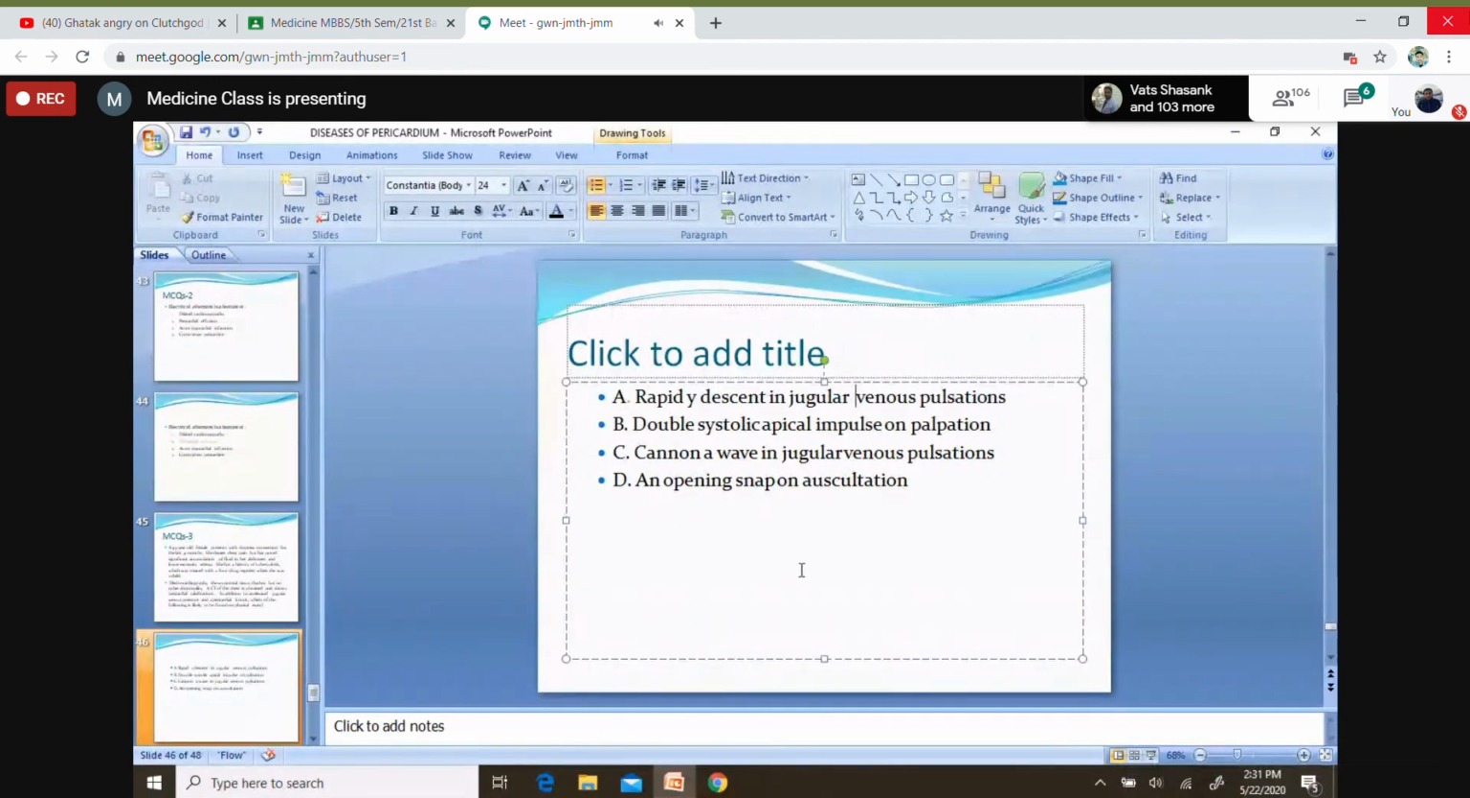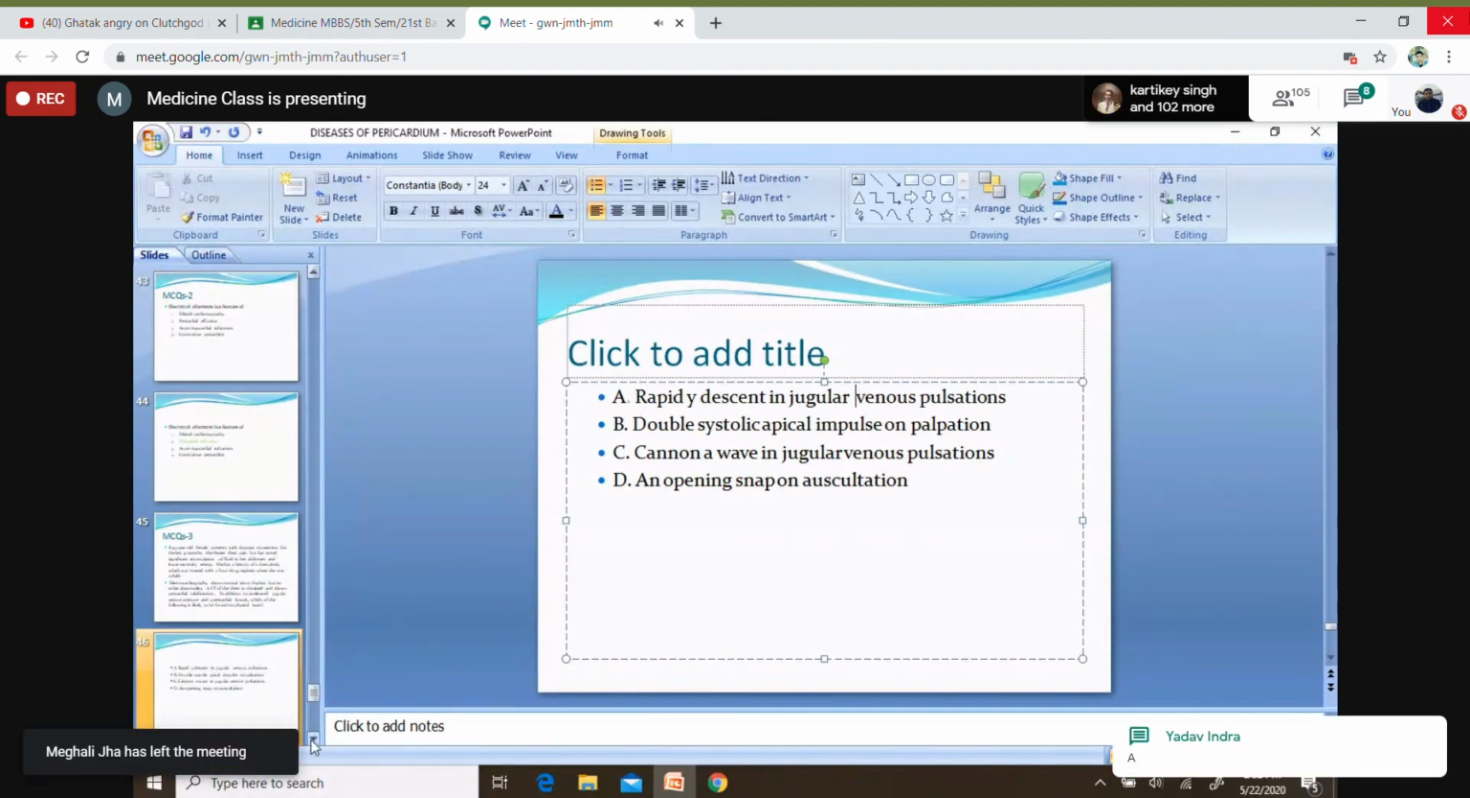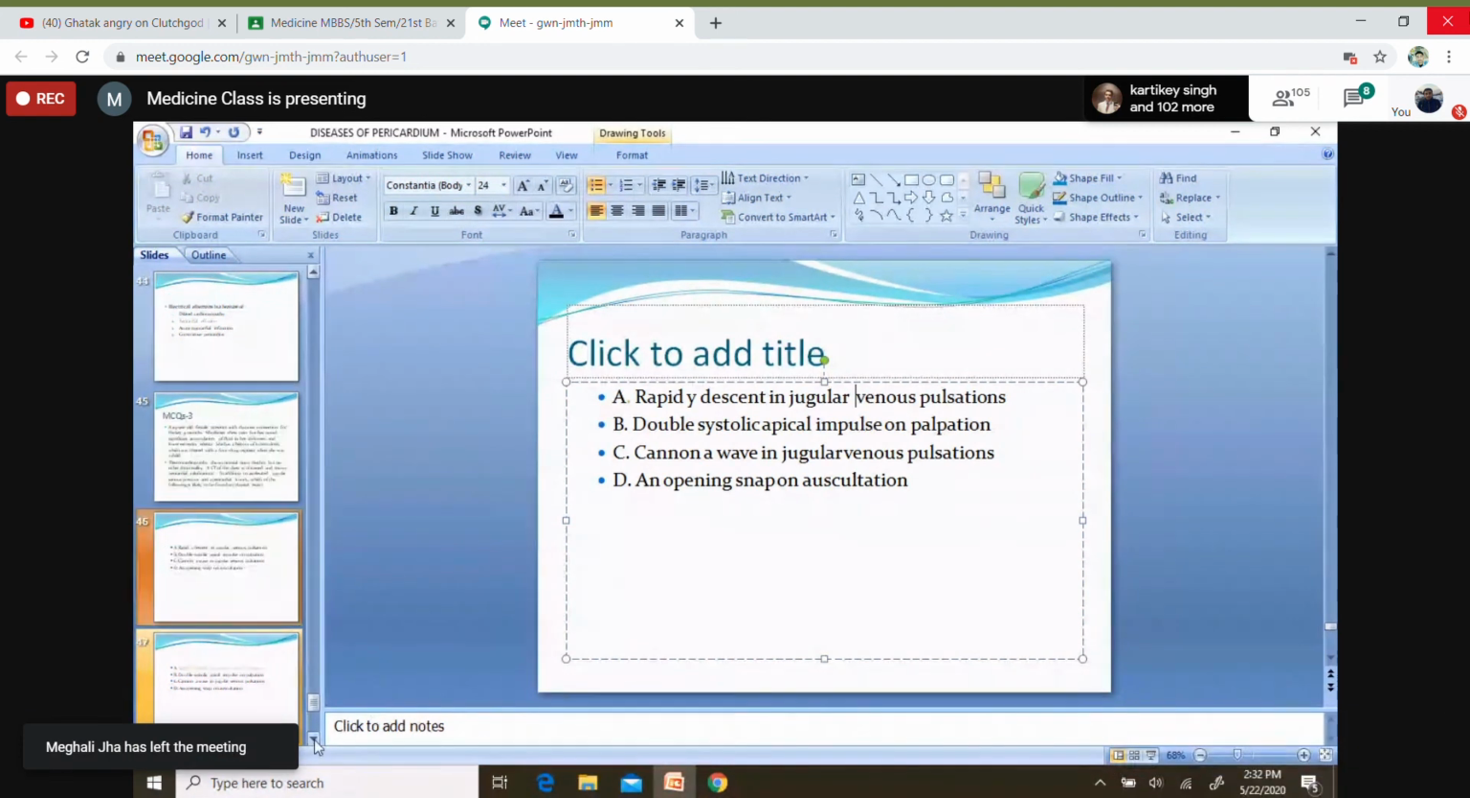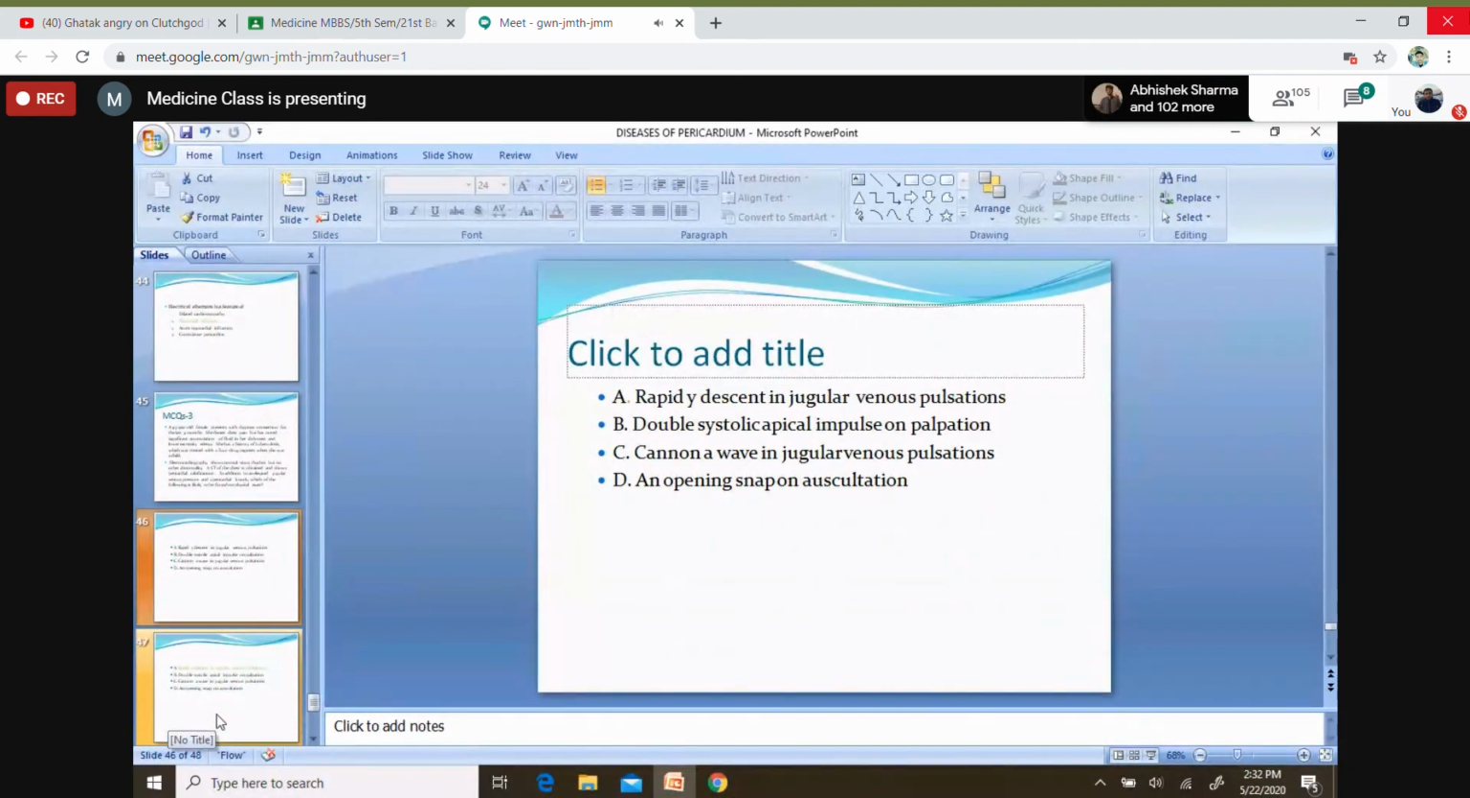Double systolic apical impulse on palpation we get in a patient who has hypertrophic cardiomyopathy, right? Cannon A wave in JVP we get in a patient who has complete heart block. Opening snap on auscultation we get in a patient who has mitral stenosis. So rapid Y descent in JVP. Since we did not talk in detail about JVP, you may not be very confident regarding the answer to this question. So the answer is rapid Y descent in JVP.